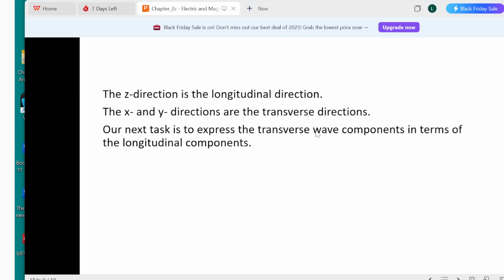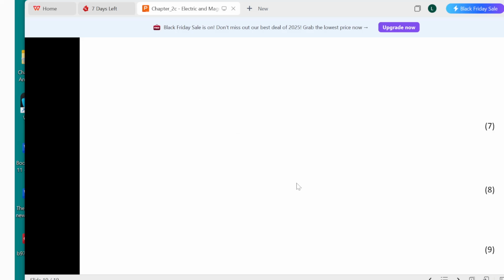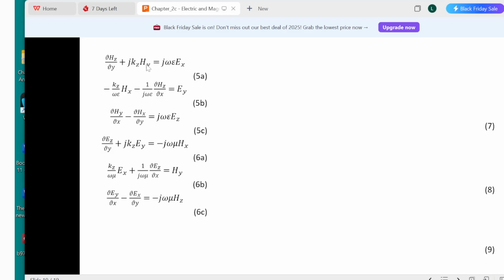Express the transverse wave components instead in terms of longitudinal components. So these are the equations that we have derived so far. This was from previous page. So now what we can do now is we need to do a lot of algebra manipulations here. For example, the first step, what you can do is to pay attention to equation 5b and 6a.